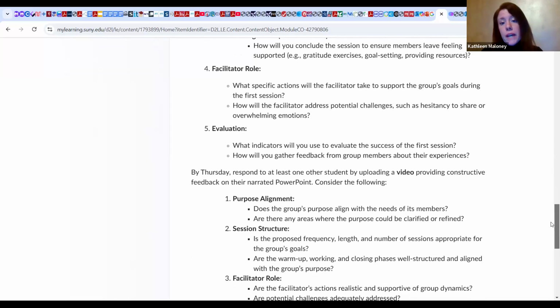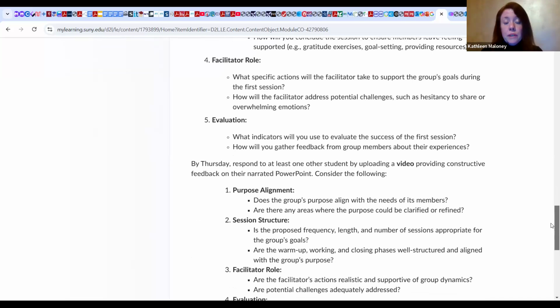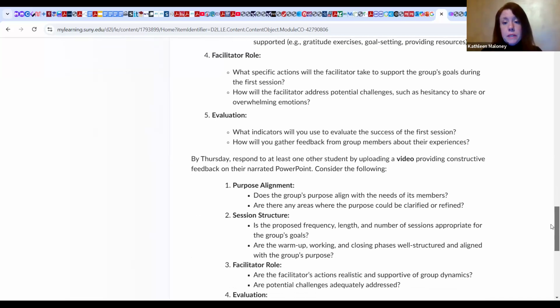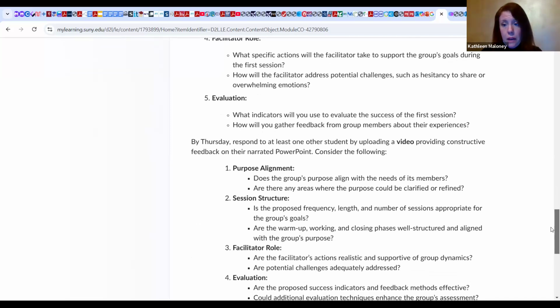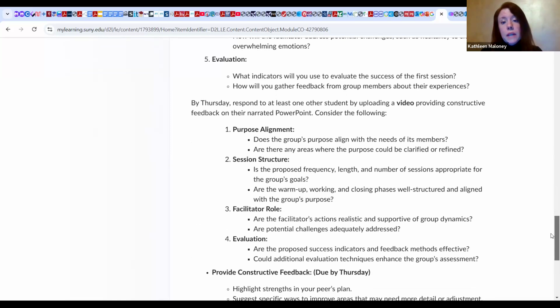Facilitator role: what specific actions will the facilitator take to support the group's goals? During the first session, how will the facilitator address any types of challenges? And then finally, evaluation. What indicators will you use to evaluate the success of the session, and how will you gather feedback?